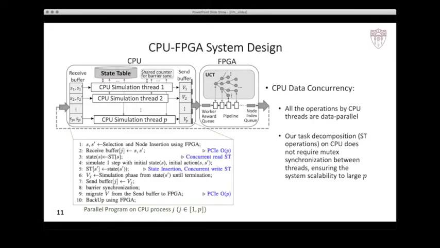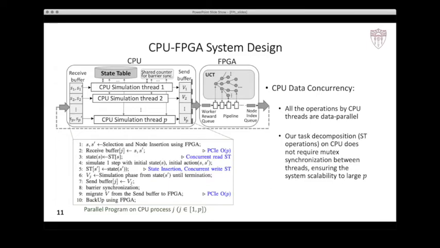The CPU-FPGA system execution model is shown in this upper figure. It can be viewed as a bulk synchronous process with constrained communication at the end of each iteration. Specifically, a send and receive buffer is used for data communication, where a CPU thread must access the same index of the receive and send buffer to ensure the correctness of the tree update. The same rule applies to the FPGA worker data flow. The parallel program for each CPU thread is shown in the pseudocode on the bottom here.